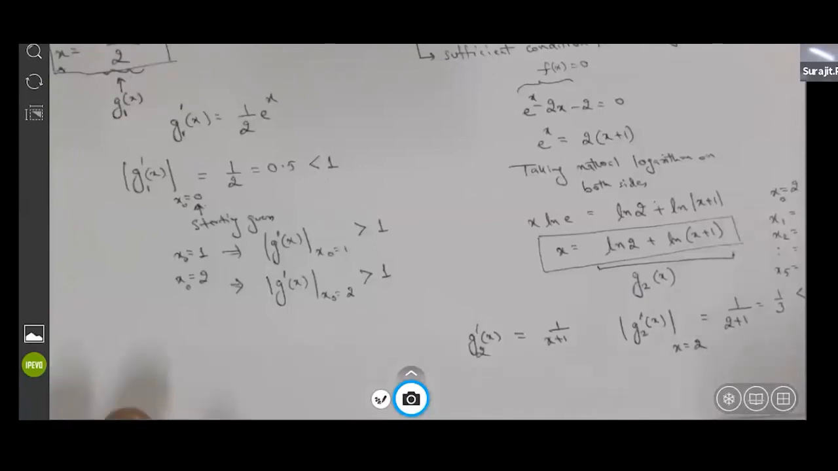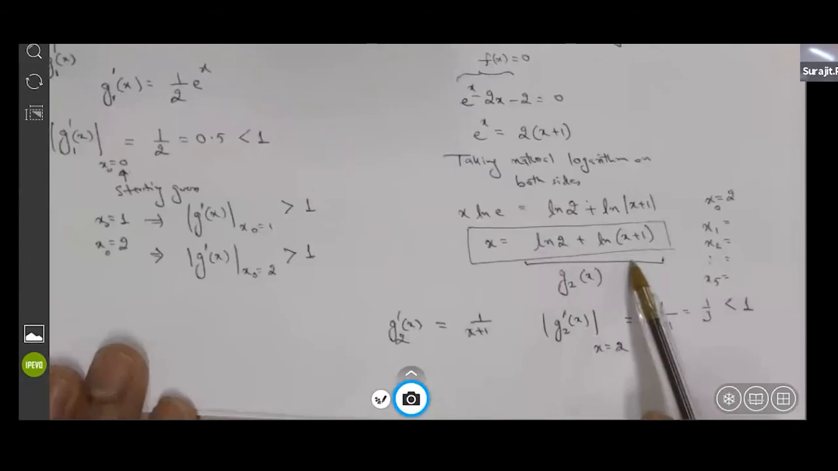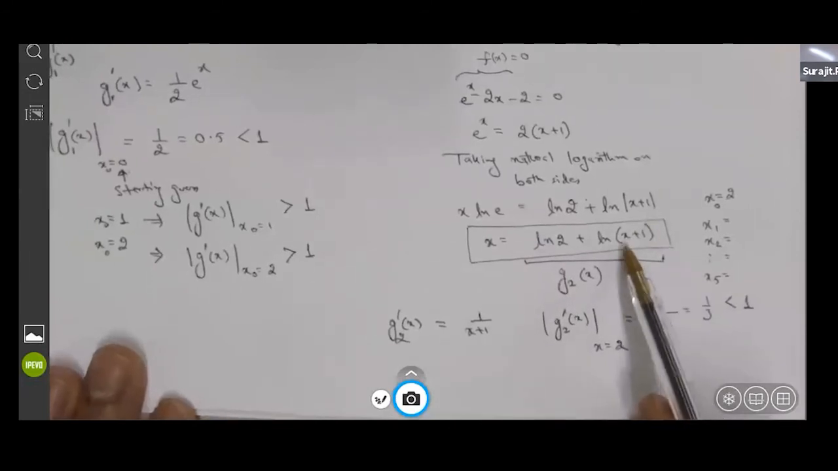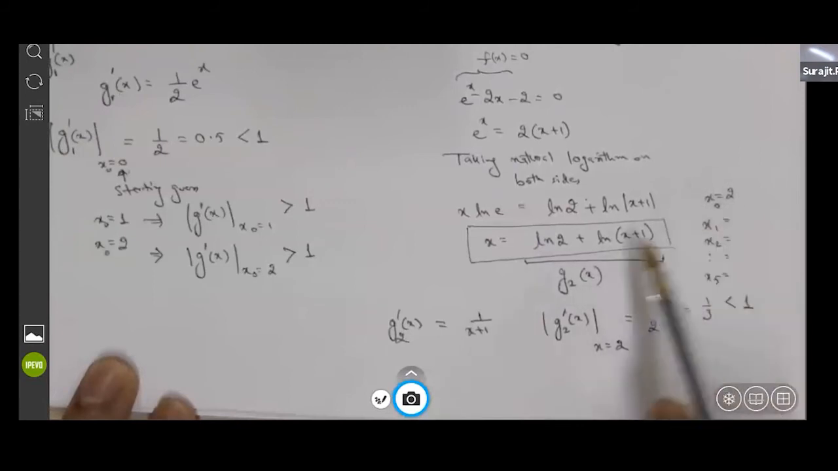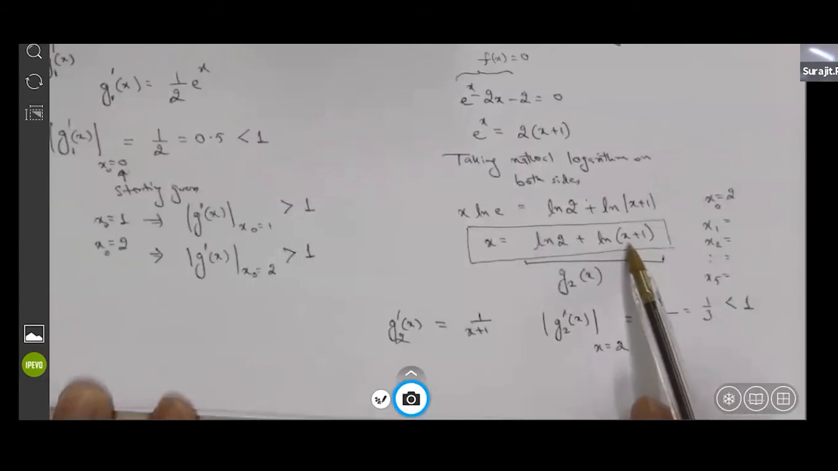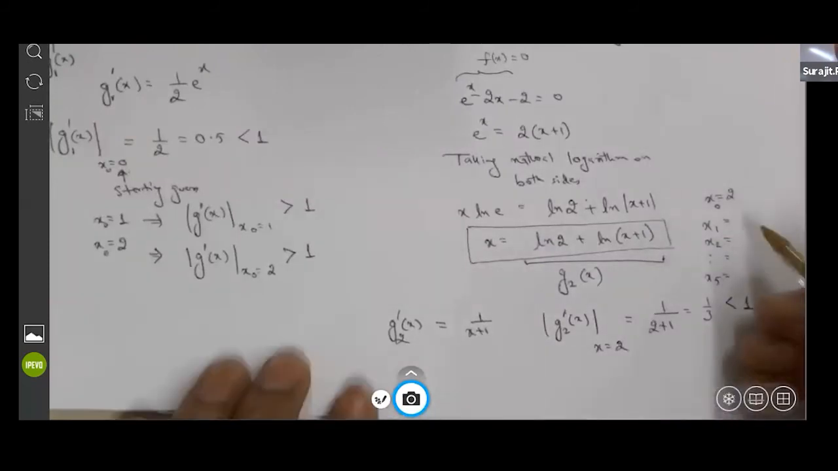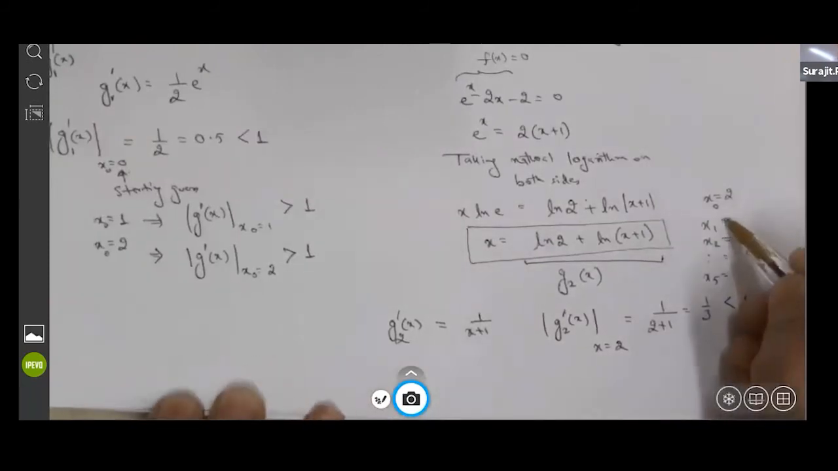So what I'm asking you guys is to do the same calculations, but now you are using this function as g of x, and in place of x naught, you are using 2. So x_{n+1}, this is x1, will be ln 2 plus natural logarithm of 3. So that's how you will get it. So can you tell me what values you are getting? What is x1 you are getting?